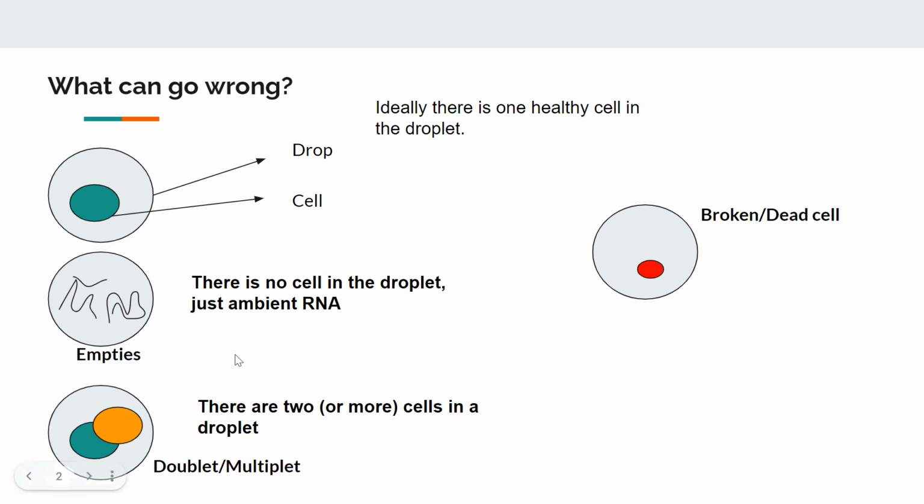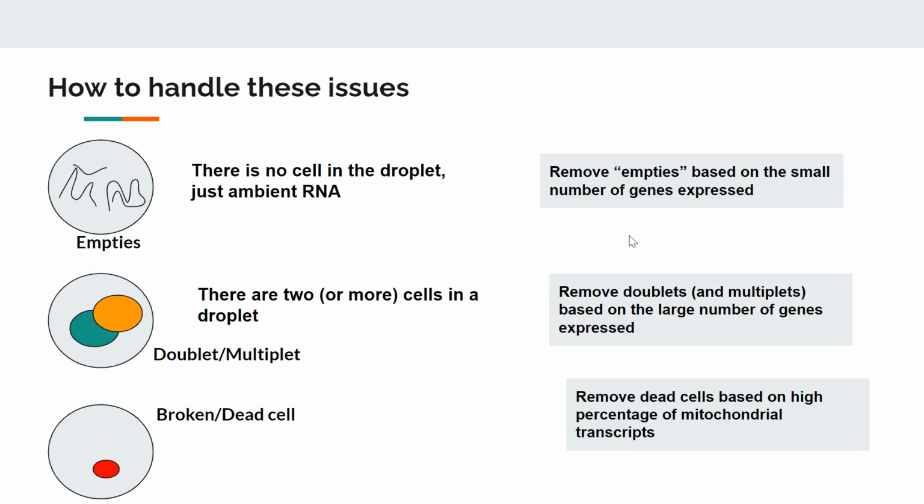Another case is that sometimes, instead of one cell, you capture two cells, a doublet, or multiple cells in the droplet. That is one issue, because you will overcount: when you do the sequencing, the genes from all of these cells will be counted. The third issue is that you capture a cell that is not healthy; it is either broken or dead, so a dead cell got captured. Now let's see how we handle these situations.